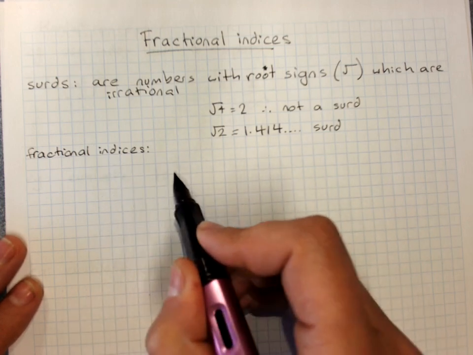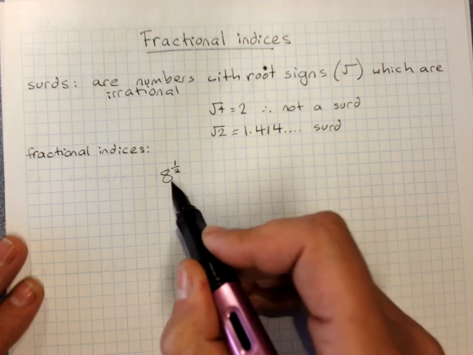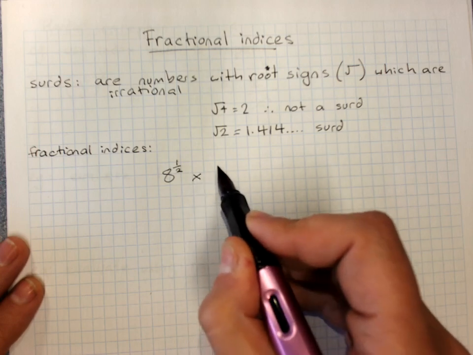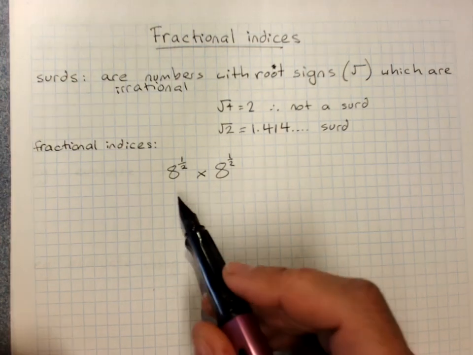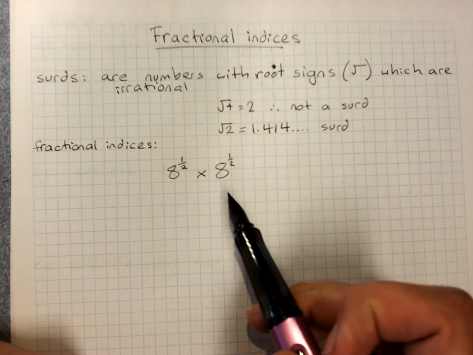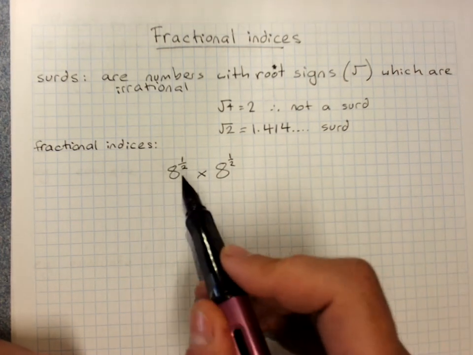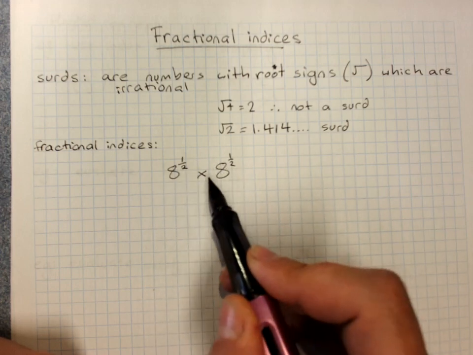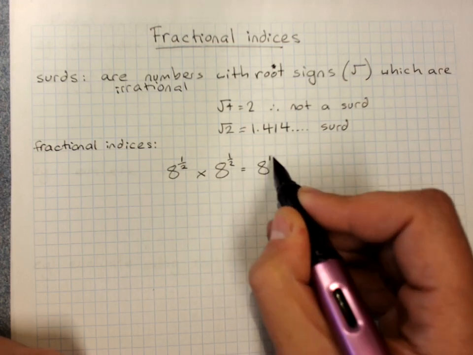Now, fractional indices are powers where we have a fraction as the index, the exponent. I'm going to start investigating these by picking 8 to the half, and what happens if we multiply that by itself. 8 to the half times 8 to the half. Index law 1 says if we're multiplying indices with the same base, we add the powers, and a half plus a half is 1 whole. So this is 8 to the 1, which is 8.